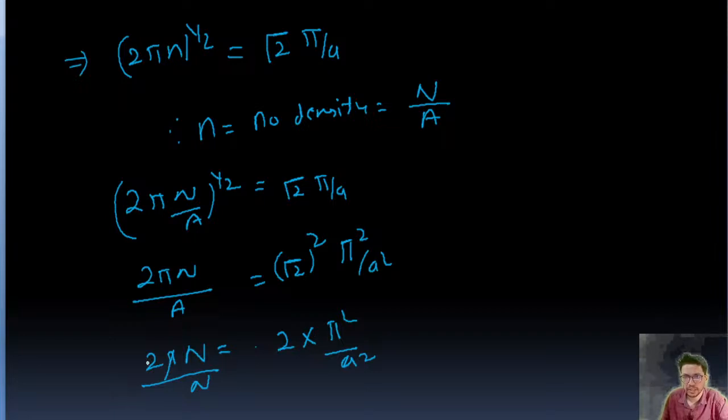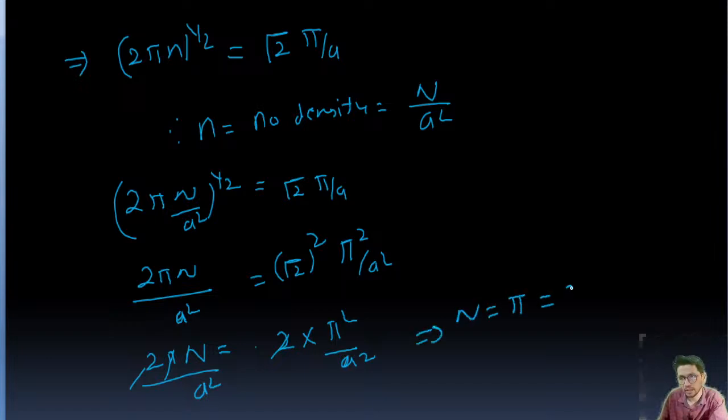Pi will cancel with pi, and 2 will get cancelled. So this is going to be 2 pi a square, right? This is a square, meaning area, a square. For that lattice, a square, and that is going to be a square. So a square will get cancelled, a square will also get cancelled, pi will get cancelled. This implies the value of n is going to be pi, that is 3.14.